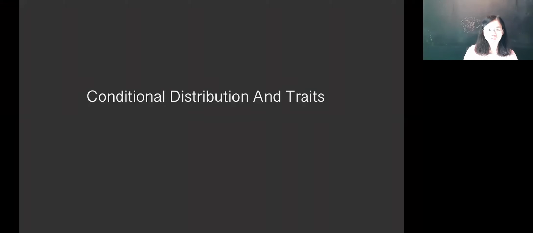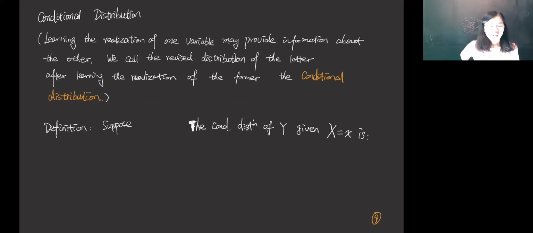In this video, let's define the conditional distribution and conditional traits of one random variable given another random variable. Often, because of the dependence between two random variables, learning the realization of one may provide information about the other. And therefore, we call the revised distribution of the latter random variable after learning the realization of the former random variable, the conditional distribution.